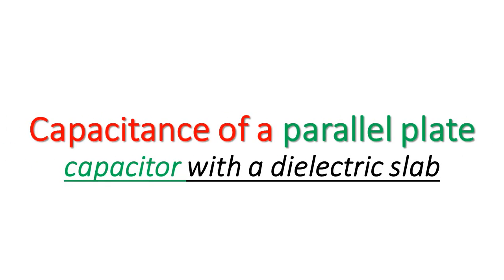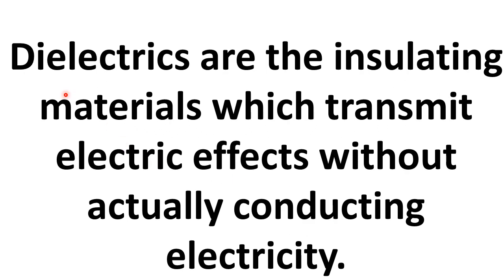In this part of the unit electrostatics, you will learn about capacitance of a parallel plate capacitor with a dielectric slab inserted in between its plates. What are dielectrics? These are insulating materials. Their molecules get polarized when placed in external electric field. That means electric field can be set up in dielectric materials, but these materials cannot transmit electric current. Electric current cannot pass through these materials.